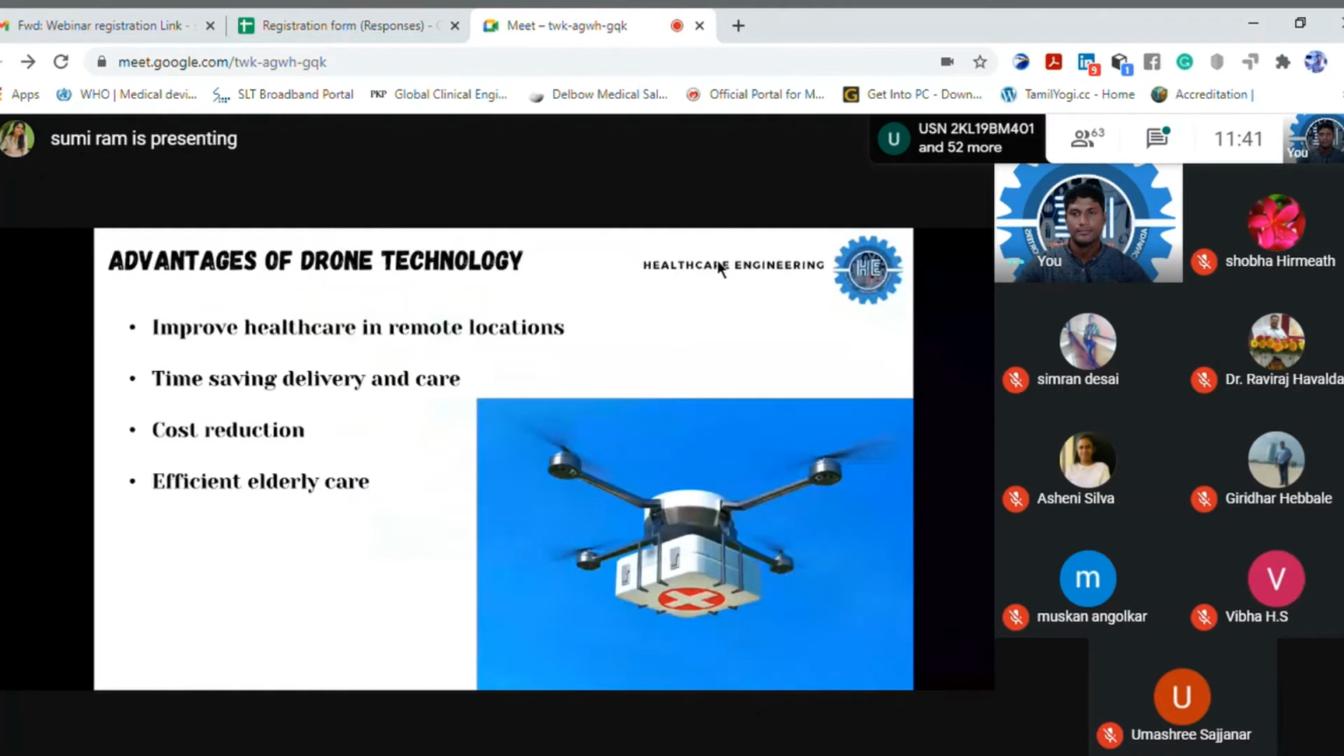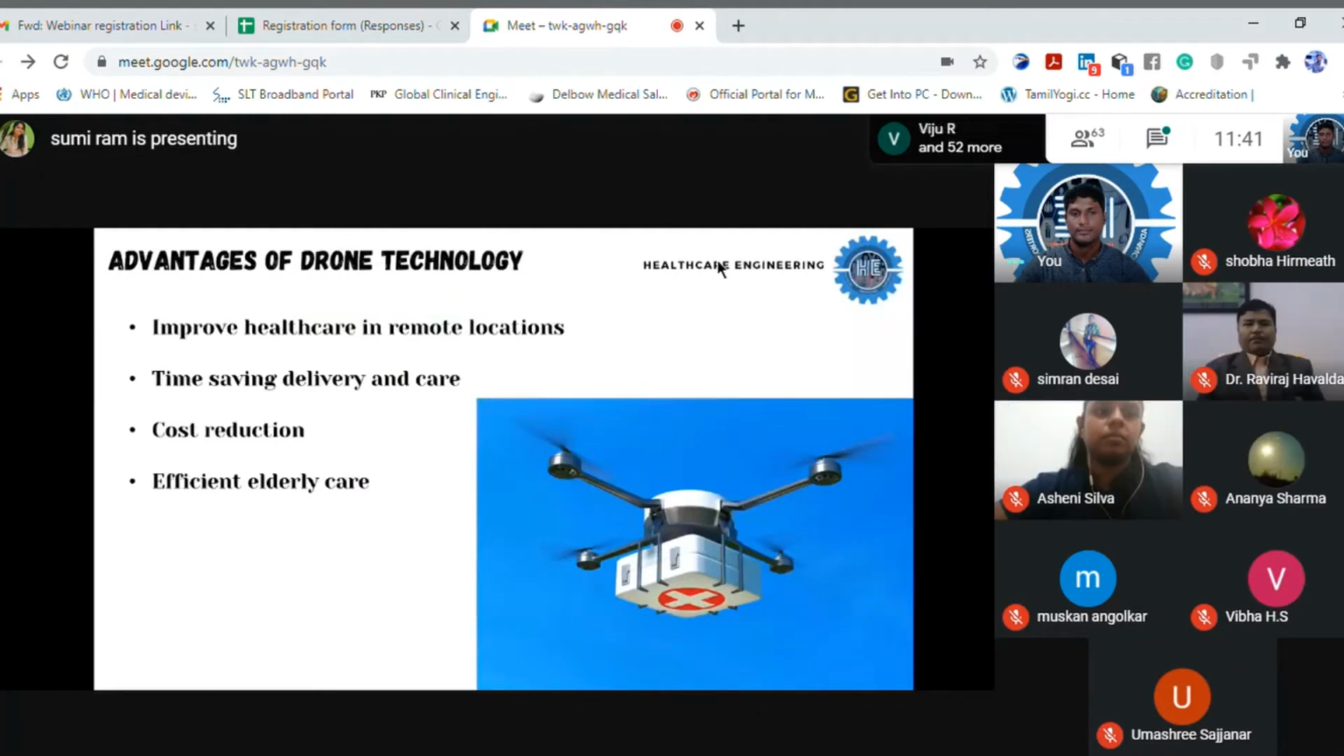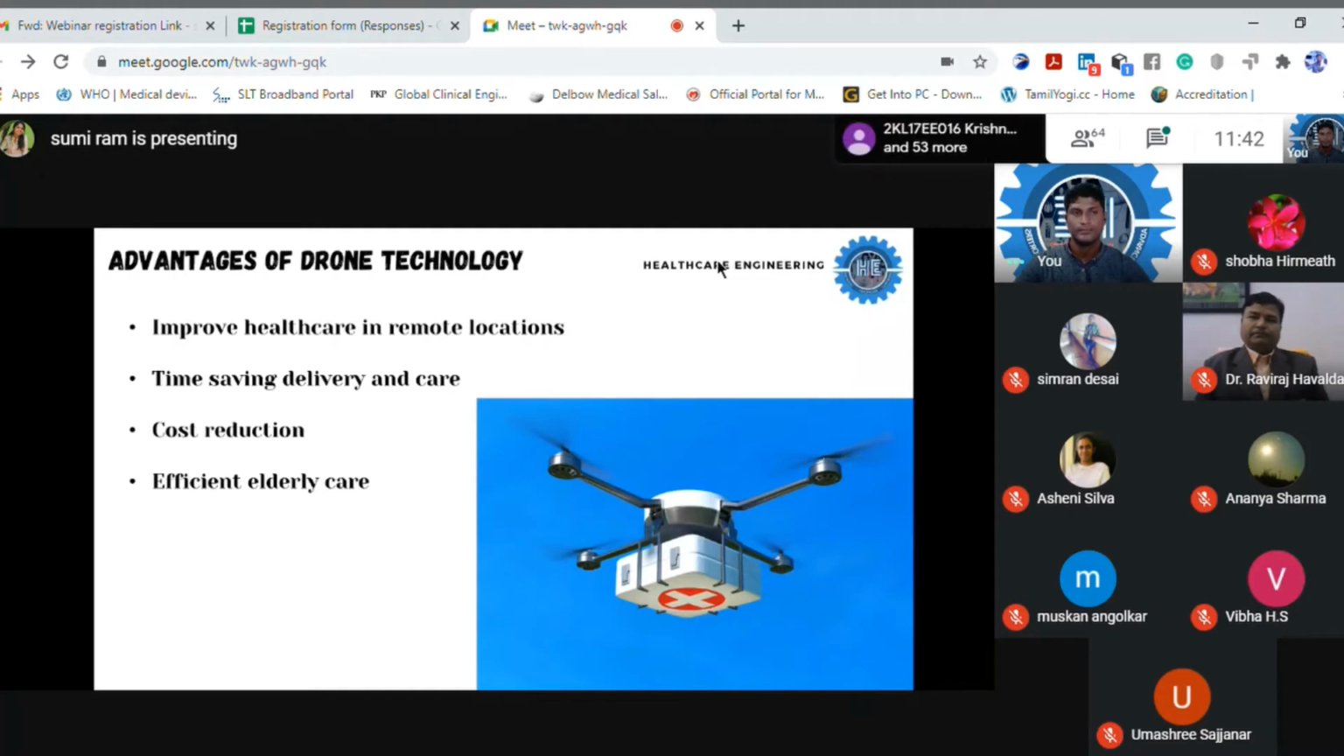Next we will see the advantages of drone technology. The advantages include that they improve healthcare in remote locations by delivering quality health facilities, and drone technology is time saving. It is time saving because it provides proper care by reaching the victims on time who require immediate medical attention. Drone technology also decreases the cost associated with medical care. And the final advantage is that drone technology has increased ability to care for elderly persons.